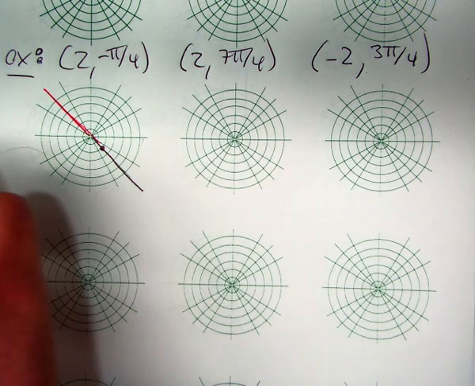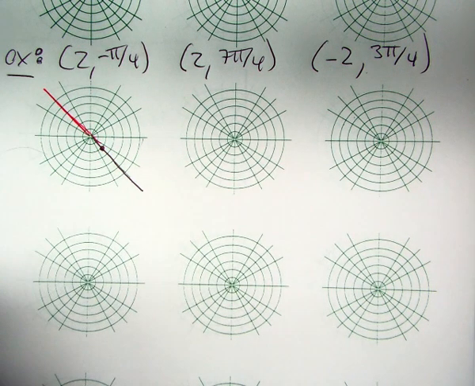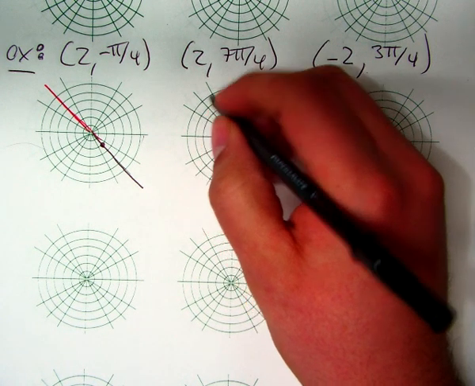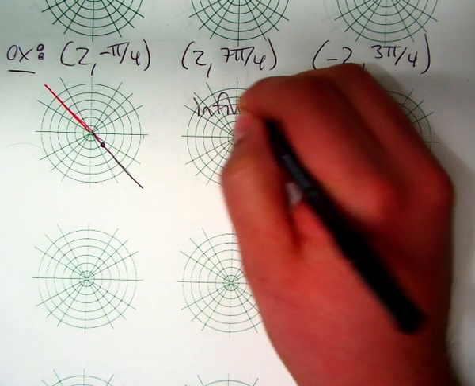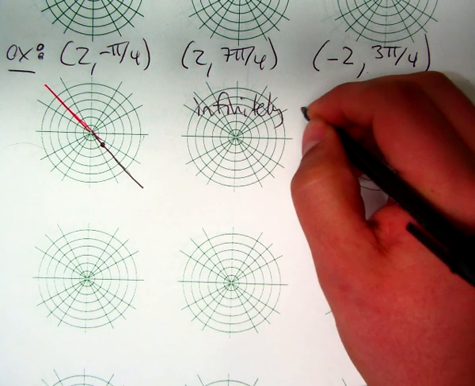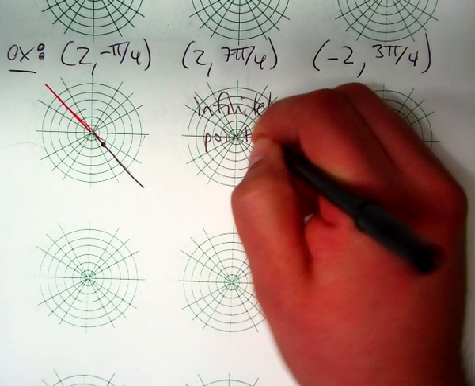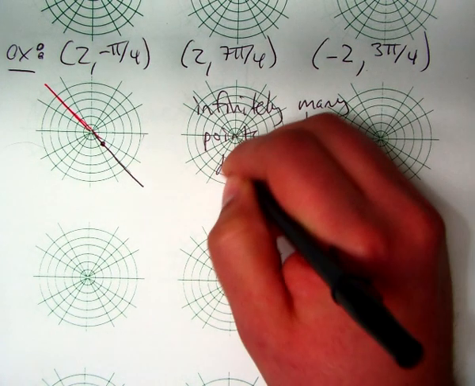So what do we get from this? Basically, you just need to know that there are infinitely many ways, or infinitely many points, that describe the same location.